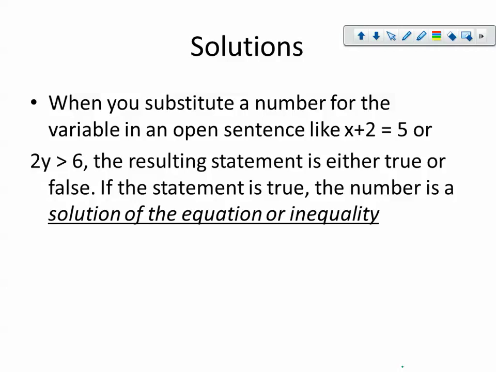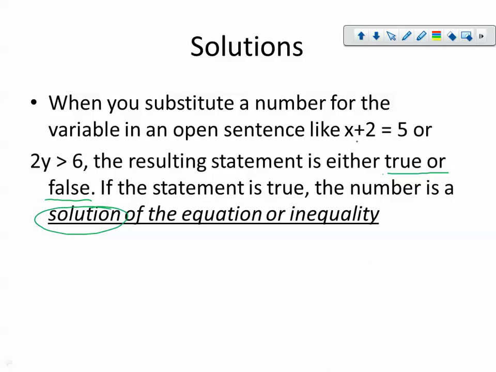Moving on to the last thing. When you substitute a number for a variable in an open sentence like x plus 2 equals 5 or 2y is greater than 6, the resulting statement is either true or false, right? True or false statements based on the numbers. So if the statement is true, that number is a solution of the equation or inequality. Now, solution doesn't necessarily just mean answer. It's a number that makes a true statement.